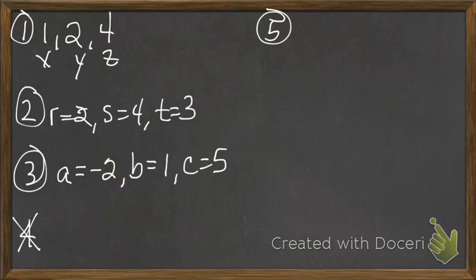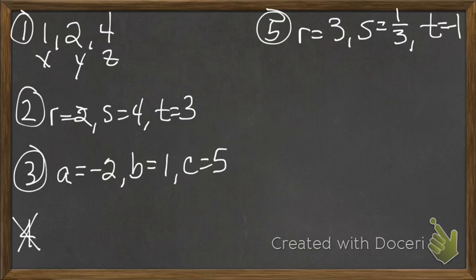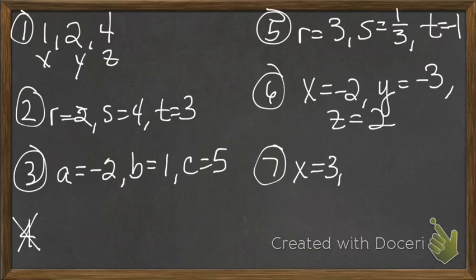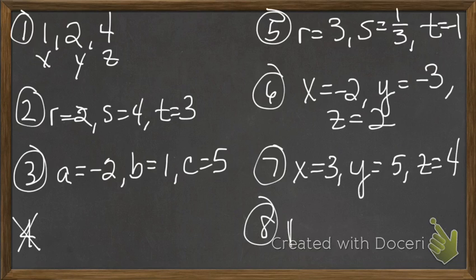Okay. 5, r equals 3, s equals 1/3, t equals -1. 6, x equals -2, y equals -3, z equals 2. 7, x equals 3, y equals 5, z equals 4, and finally number 8, p equals 2, q equals 5, r equals -1. Okay, that's it for lesson 30.